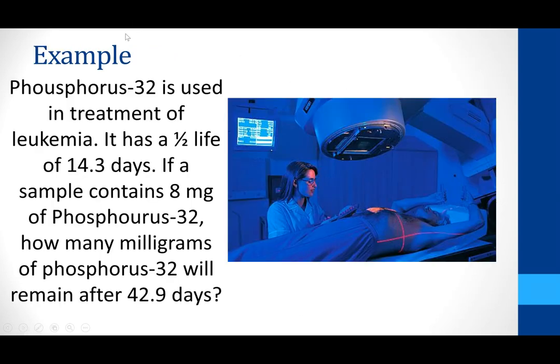So here's another example. We have phosphorus 32 is used in the treatment of leukemia. It has a half-life of 14.3 days. If a sample of 8 milligrams of phosphorus was given to the patient, how many milligrams of phosphorus would remain in their system after 42.9 days? So go ahead and pause the video and see if you can work through this on your own.